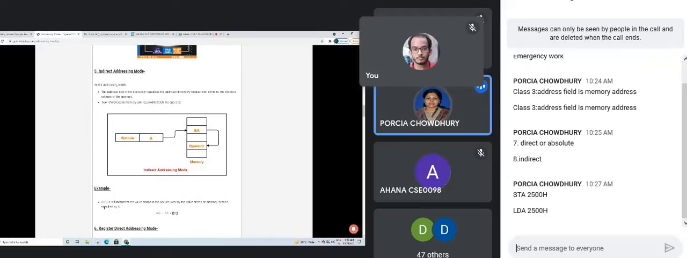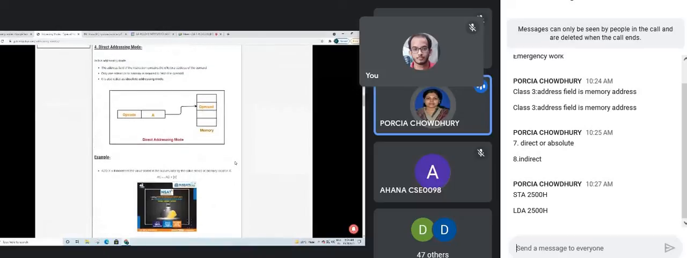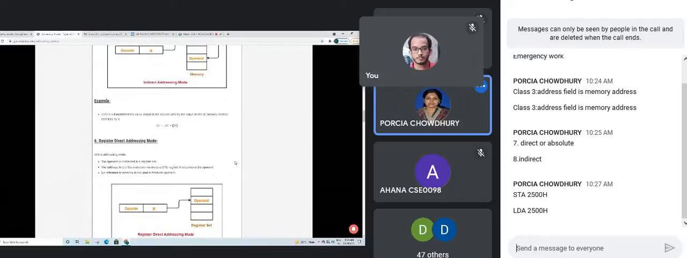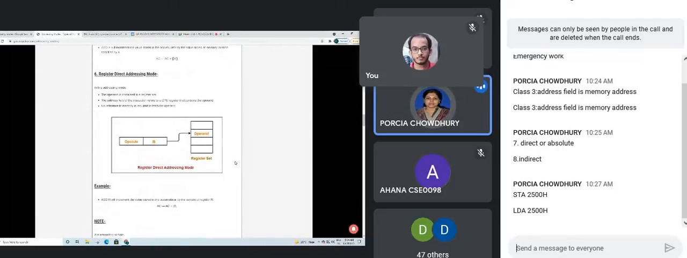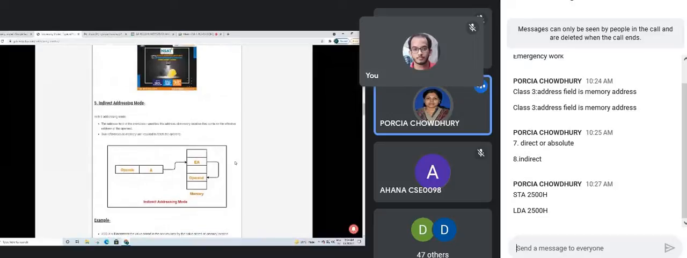Again, ADD X will increment the value stored in the accumulator by the value stored in the memory location specified by X. So that is the difference between registered direct and direct addressing mode, and registered indirect and indirect addressing mode. So this is direct addressing mode, this is indirect addressing mode, this is registered direct addressing mode, and this is registered indirect addressing mode. Hope things are clear, what the difference is between direct and registered direct, and indirect and registered indirect. Clear for everyone with examples?